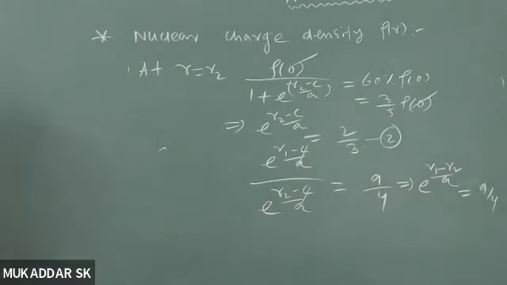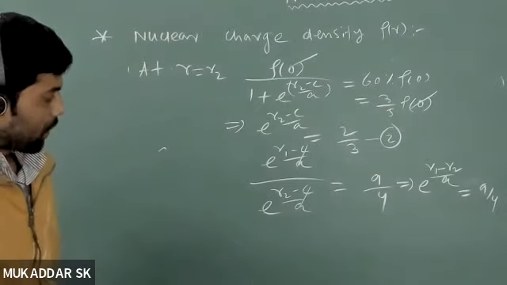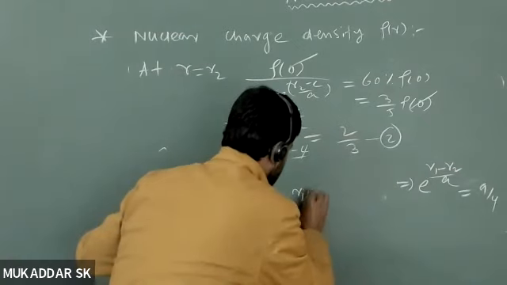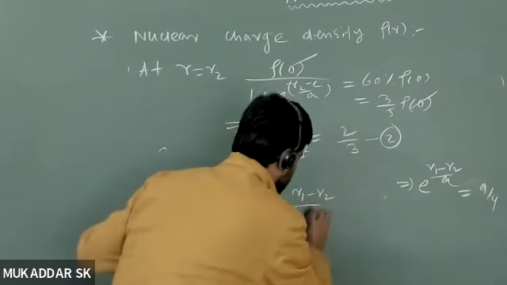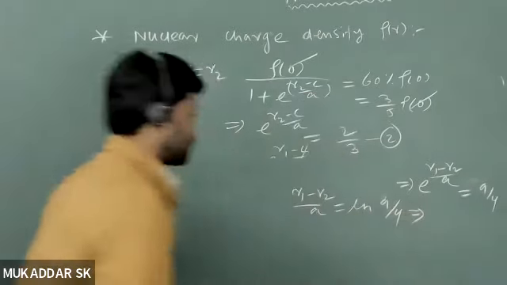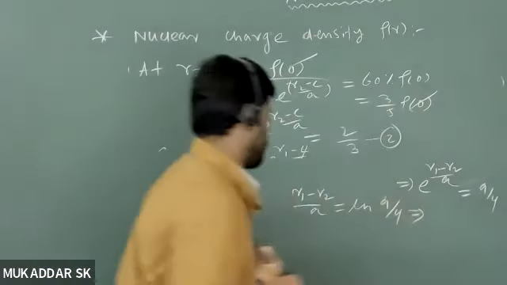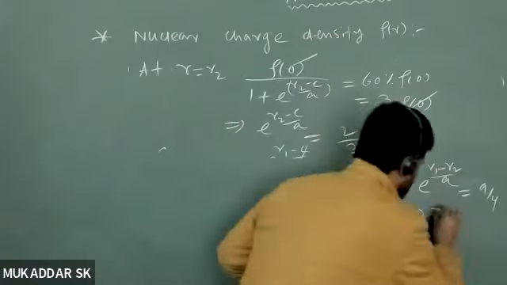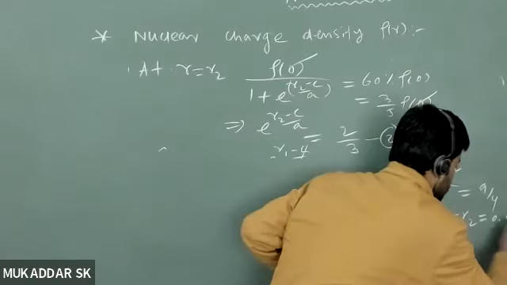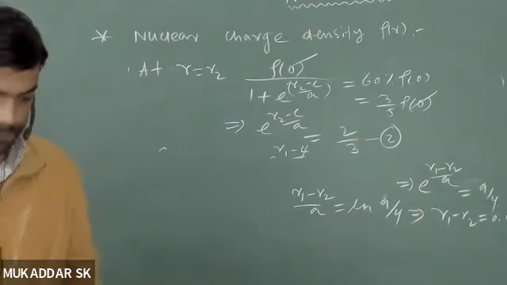Yes, sir. Now if I take natural log, what will happen? If I take ln, I'll get R1 minus R2 by A equals ln 9 by 4. And if you calculate the value of ln 9 by 4, you will get 0.8. It means R1 minus R2 should be equal to 0.8 A. Is this clear? Yes, sir. Okay.